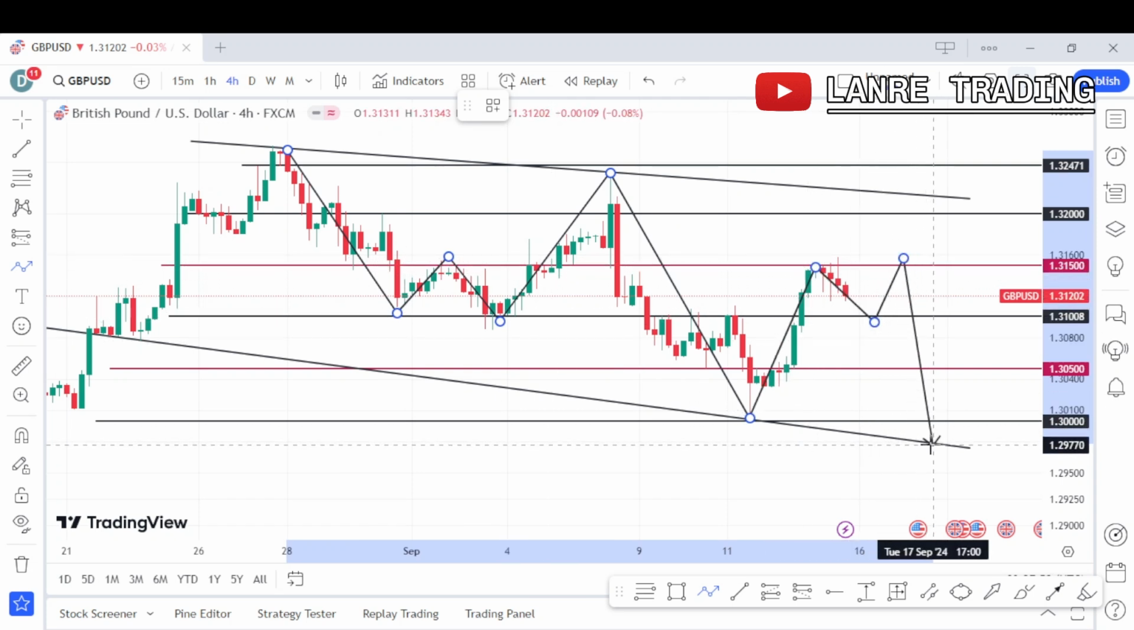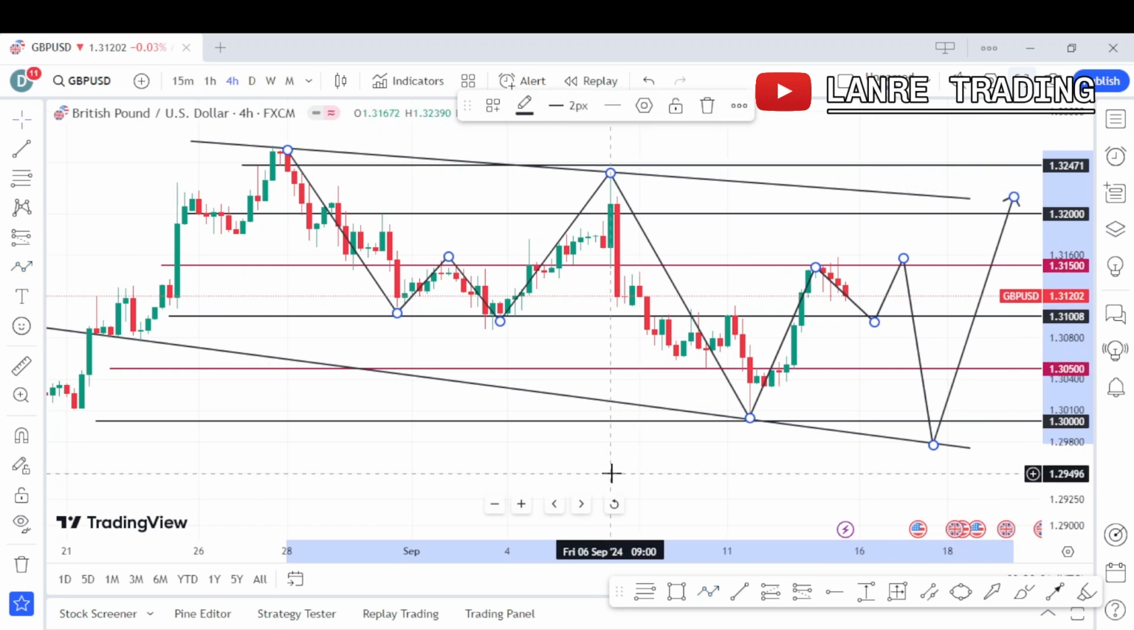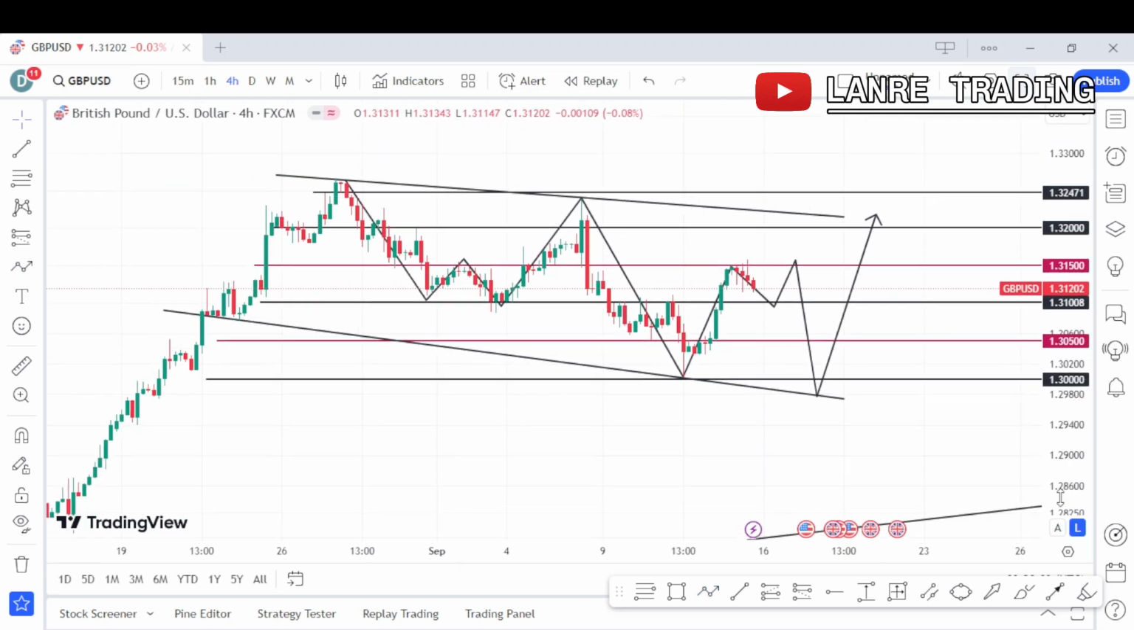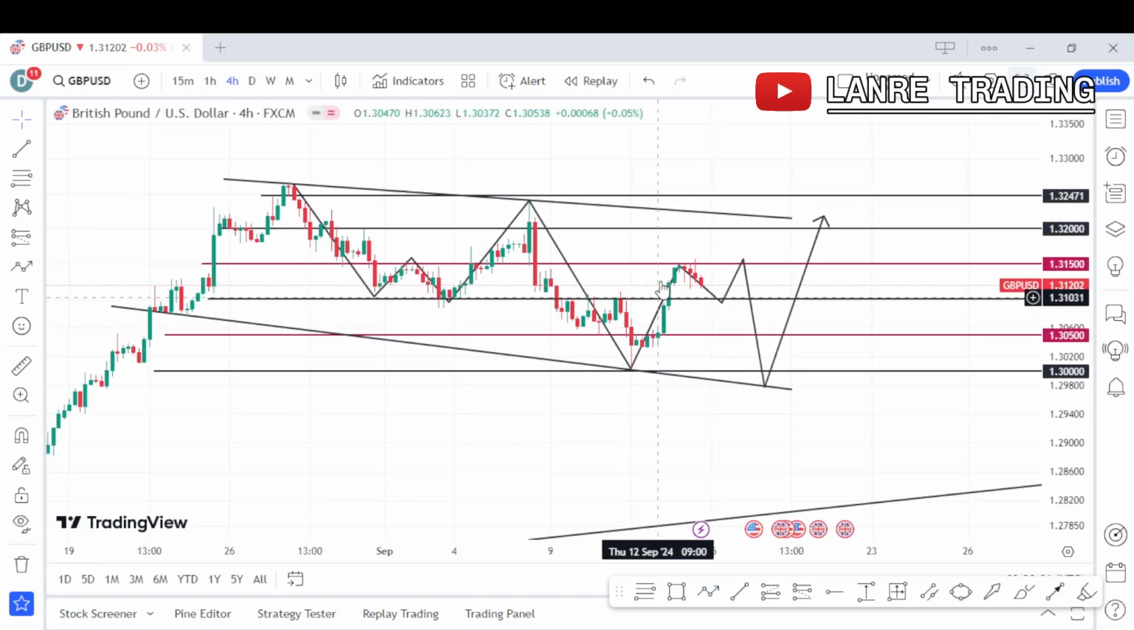Okay, and price will come back before it resumes this uptrend. Okay, this might happen here as well, before price tends to respect this line right about here. So we should be open to both sides.